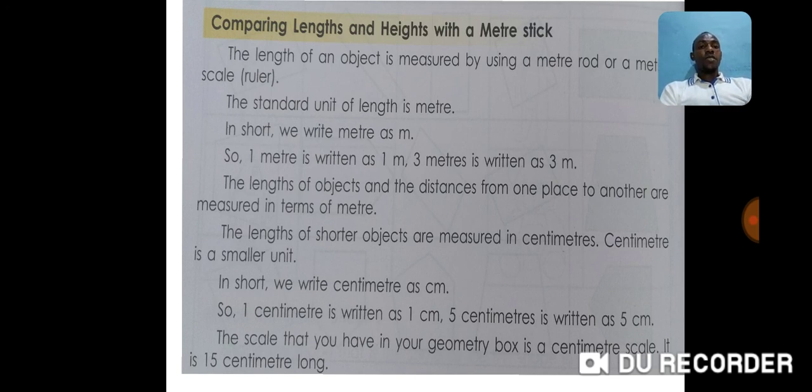The lengths of shorter objects are measured in centimeters. Centimeter is a smaller unit. In short, we write centimeter as cm. So 1 centimeter is written as 1 cm. 5 centimeters is written as 5 cm. The scale that you have in a geometry box is a centimeter scale. It is 15 centimeter long.